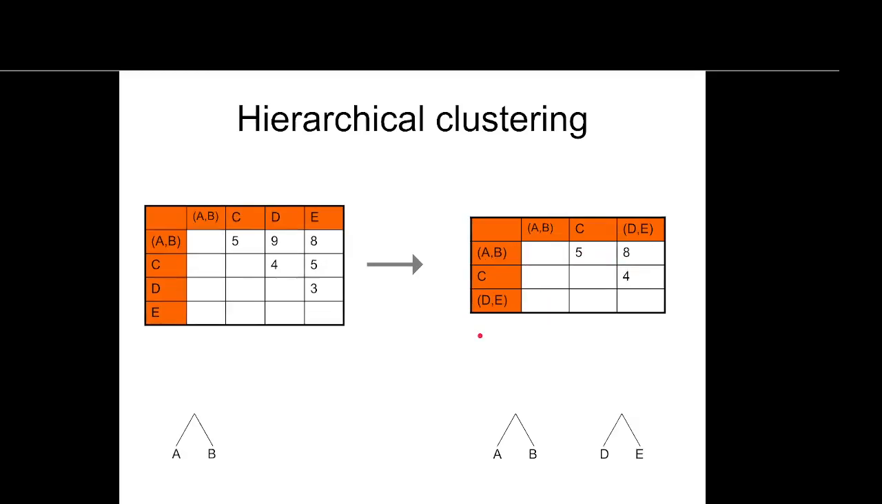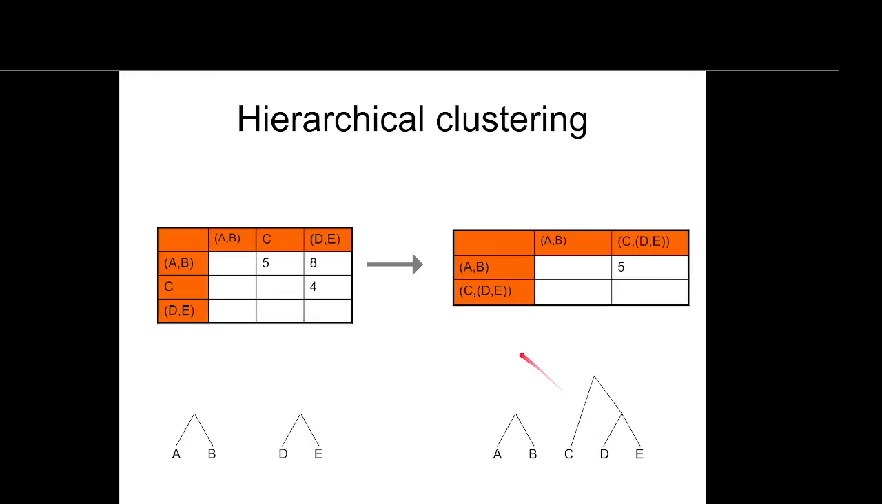Now we pick up the next closest, and that is 3 over here. D and E get grouped together, and we create this new cluster, DE, and it gets a distance of 8 to AB, because 8 is the minimum of 8 and 9, and 4 to C, because 4 is the minimum out of 4 and 5. So these two clusters exist now, and now the question is what happens next.